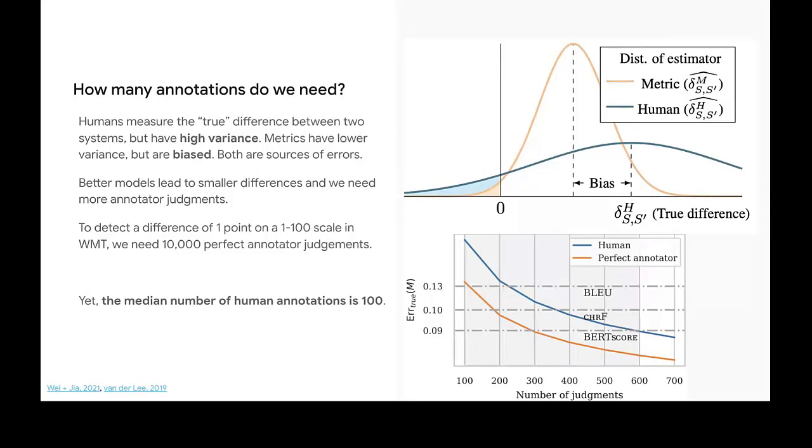In summarization, it's not quite as bad. We don't need 10,000 perfect judgments, but we still need 500 to 1,000 to be better than automatic metrics, which we are often not, which means that most of the human evaluations you read about in academic papers, you shouldn't actually trust. That's really, really sad, because it really changes the notion that we have of human evaluations.